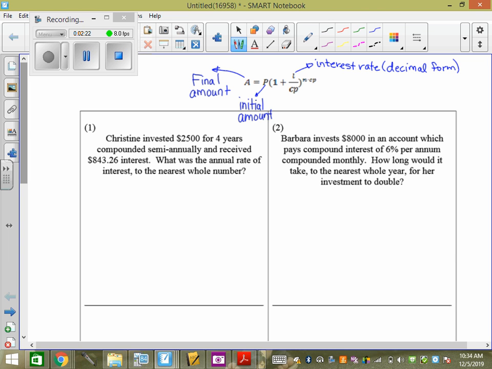CP, we'll deal with in a second, actually. N is the number of years. So if I need months, I'll just take my answer and times it by 12. Okay? And then CP stands for compounding periods. What the heck is that? Well, we'll go through it. Compounding periods.